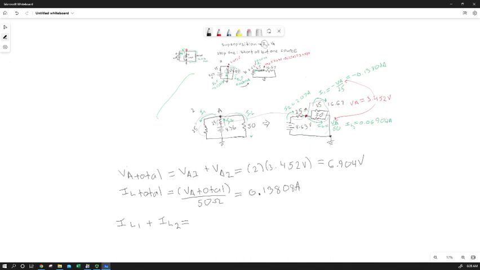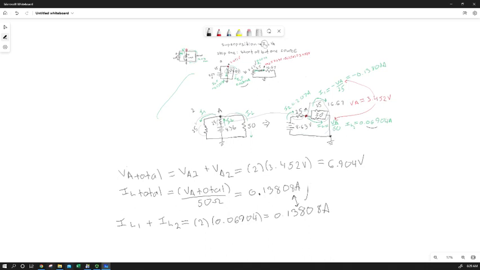In both cases they were positive. They were 0.069, so it was going in the same direction both times. So we could say that's 2 times 0.06904, which just so happens to be 0.013808 amps. So that gives us our check.